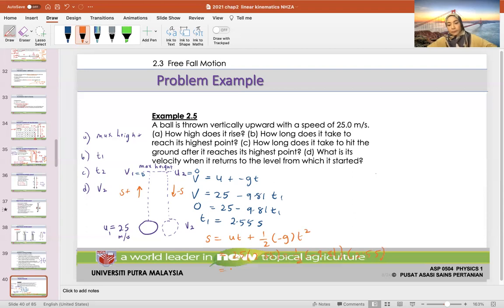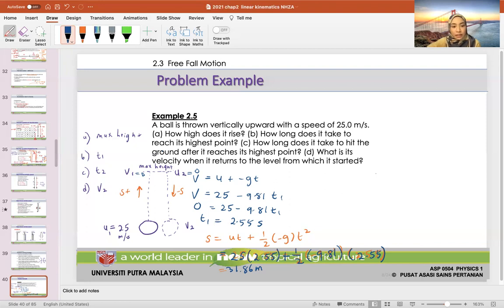What is the S here? Can someone calculate that for me? Okay, tak nampak lah. So what's the answer, guys? Okay, anyone? 31.86. 31.86 meter. Okay, so that is S going up to the maximum height.